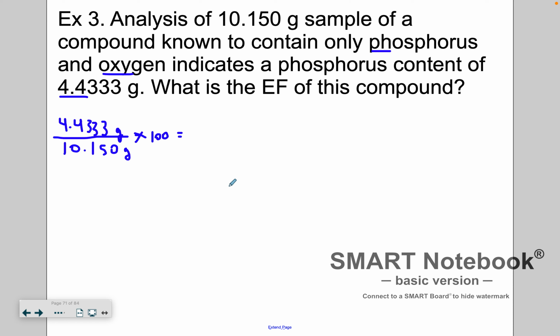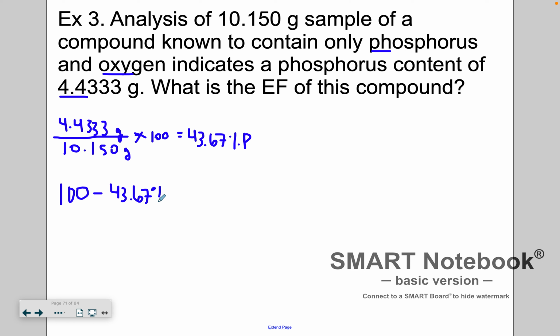Okay, 4.4333 divided by 10.150 times 100, I get 43.67%. Here's my percent of phosphorus, P. Okay, so can I figure out my percentage of oxygen? You bet, right? 100% minus the 43.67%.